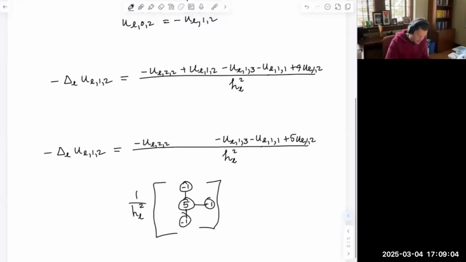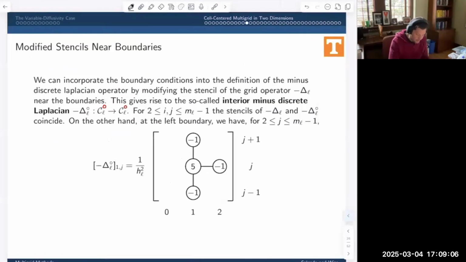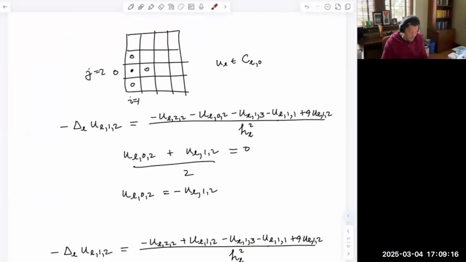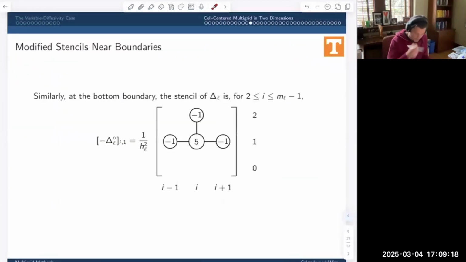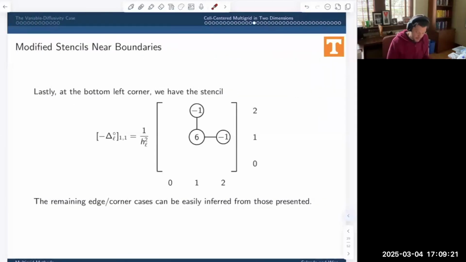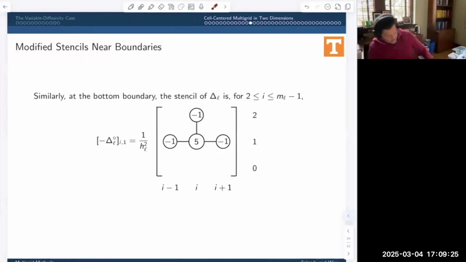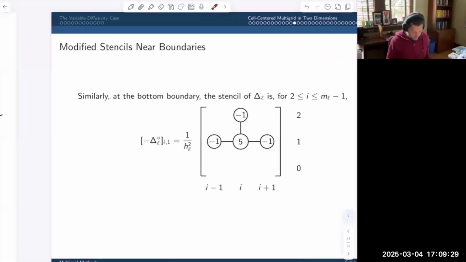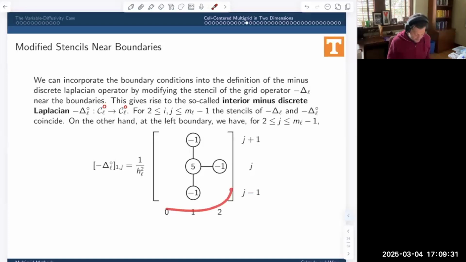That's precisely what I'm showing here. Whenever I'm near the left boundary, as long as I'm not at a corner point, that's how I modify my stencil. What do I do if I'm at one of those corner points? Well, I'll get there in a minute. Let me not get ahead of myself. If we're at the left boundary, we modify the stencil like this. That makes sense, I hope.